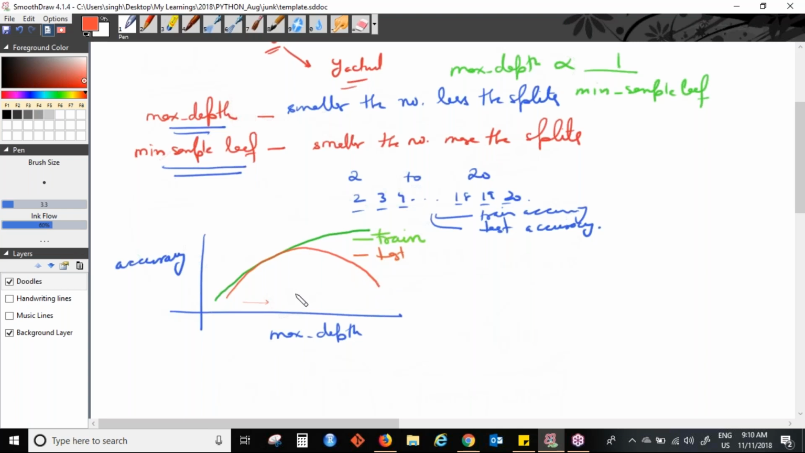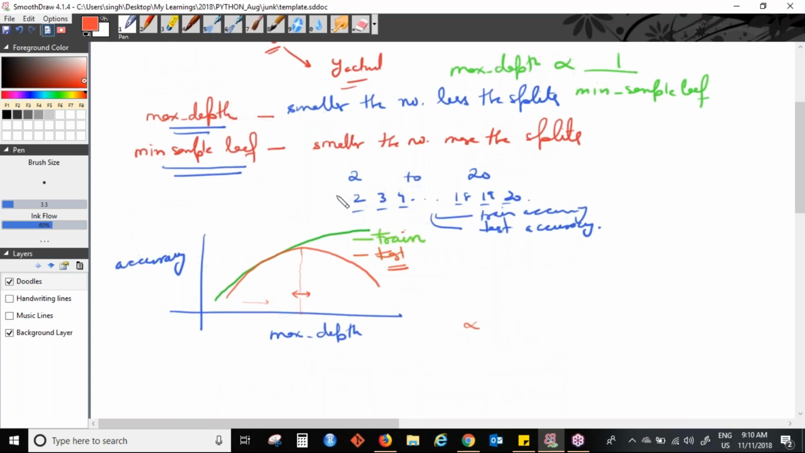Okay, so this is the area which we want to find. And always remember, the real test of the model is how it performs on the test data, not on the trained data. If it was trained data, you would just select a max depth of infinite and you will get the highest accuracy. But if you take infinite or a large number, your test data accuracy is very bad. And the test of the model is on the test data, not on the training data. So you have to find this region.